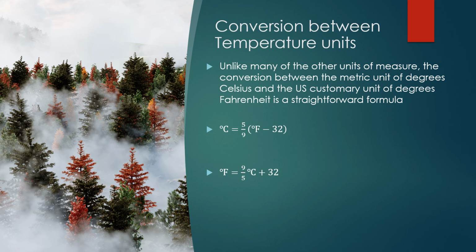In order to go from Fahrenheit to Celsius, we need to take 5/9 of the difference of the degrees Fahrenheit and 32. However, if we know the Celsius measure and we want to go to Fahrenheit, we're going to take 9/5 of the Celsius measure and then add that 32 to it.